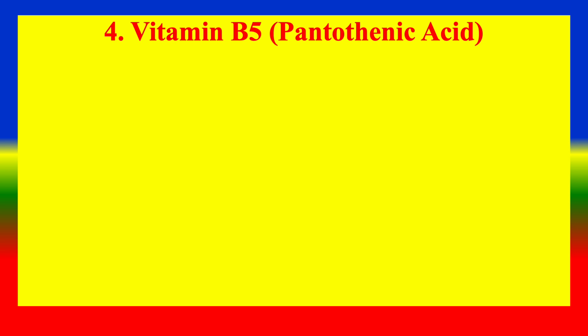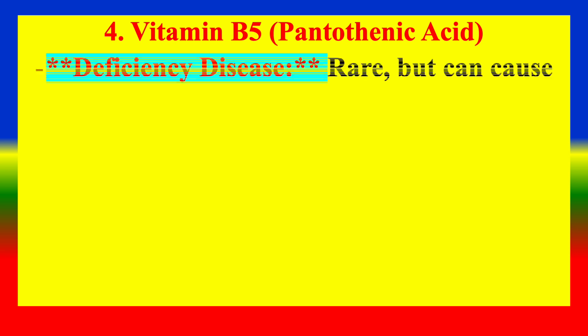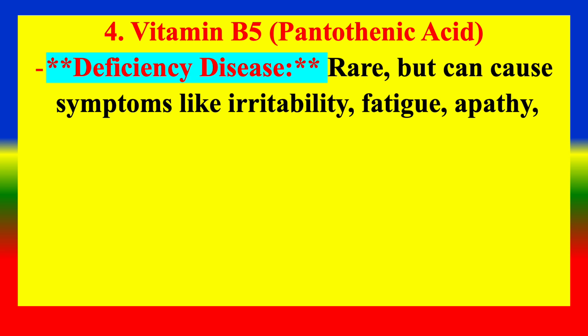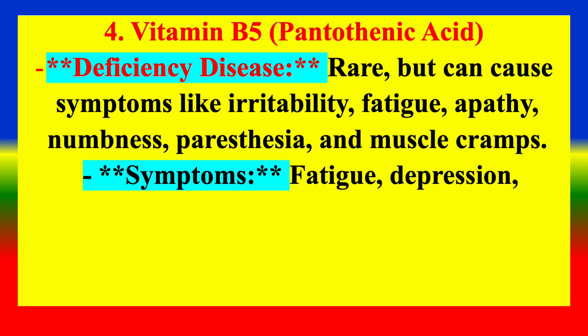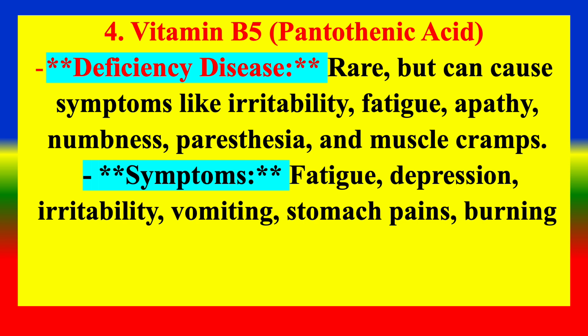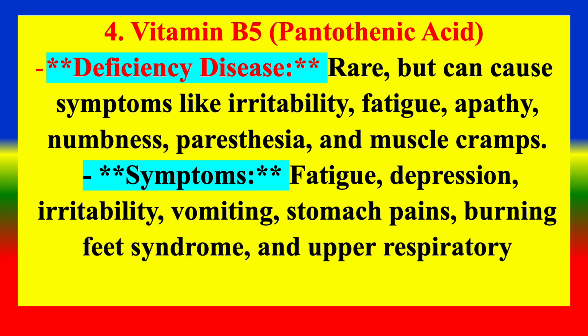4. For vitamin B5, pantothenic acid, deficiency disease is rare but can cause symptoms like irritability, fatigue, apathy, numbness, paresthesia, and muscle cramps. Symptoms: fatigue, depression, irritability, vomiting, stomach pains, burning feet syndrome, and upper respiratory infections.